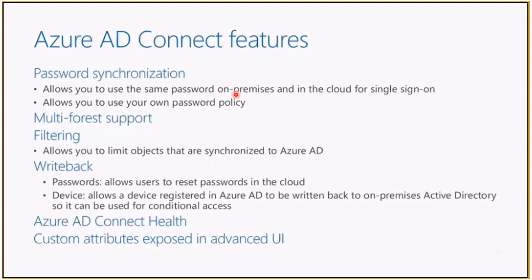You can synchronize your password if you have your user attributes on-prem. If you are changing a password on-prem, that would reflect onto your Azure AD as well. If you're doing it in Azure AD, that would happen on-prem as well. So it's two-way binding, and it has multi-forest support. You can put filterings on top of whatever queries are coming from Azure AD to on-premise AD as well.